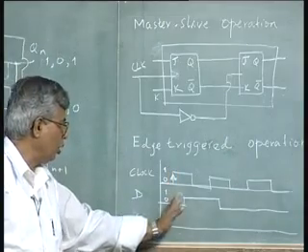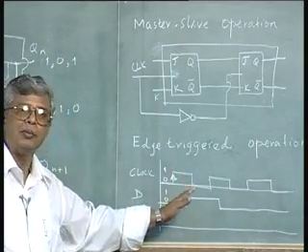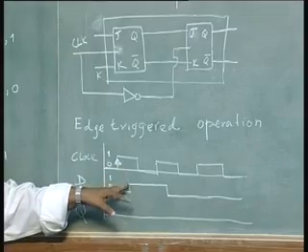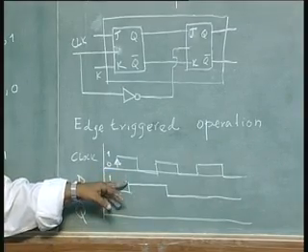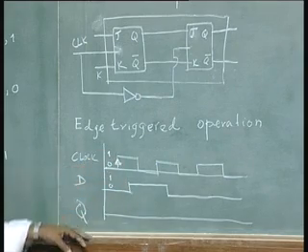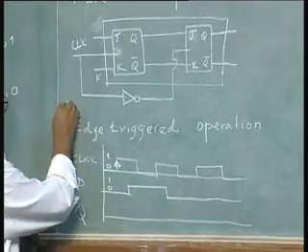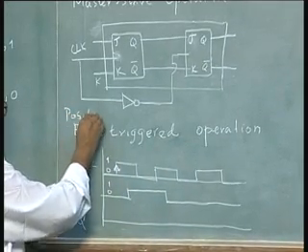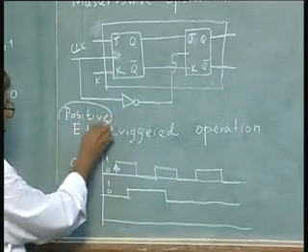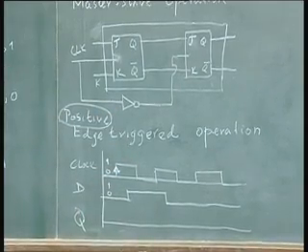Rest of the time, even though the input may change, the flip flop will not recognize the change in input. It will recognize the change in input of the flip flop only when the clock transition occurs from 0 to 1. This is called positive edge triggering. Why positive? Because it is going from 0 to 1. Clock edge going from 0 to 1 is called positive edge.